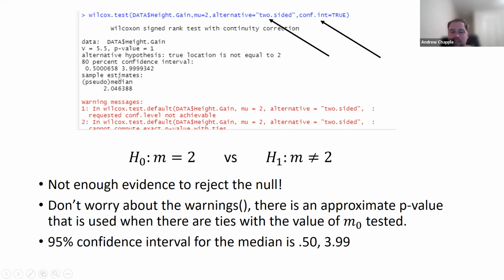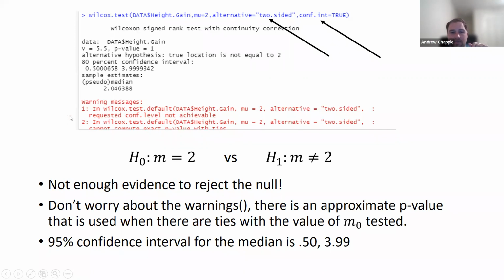It's an 80% confidence interval. Sometimes these non-parametric tests can't give you exactly a 95% confidence interval. So it is what it is. But right, we can have some kind of idea that the median lives between 0.5 and 3.99. And the median it gives you is 2.94.